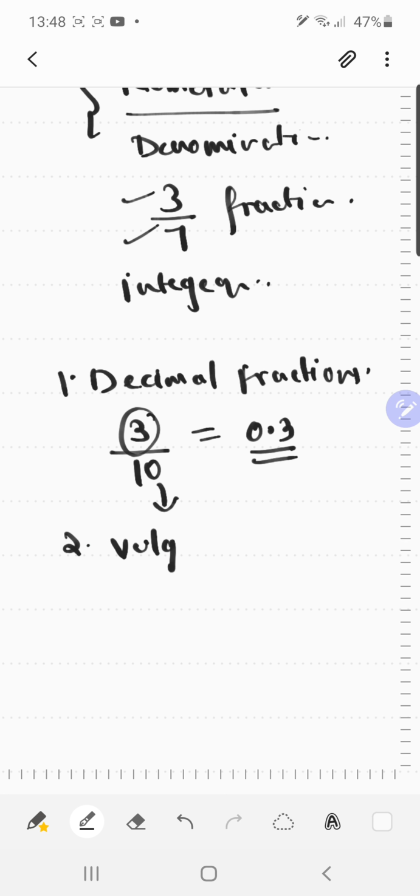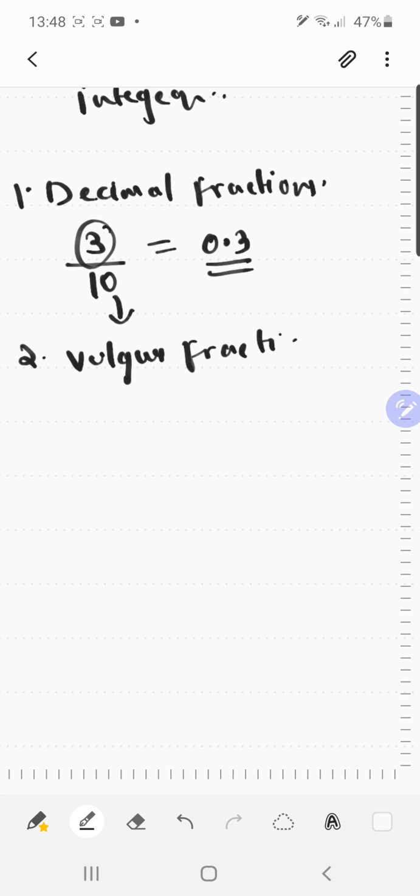Then you have vulgar fraction. What do you mean by vulgar fraction? A fraction whose denominator is other than 10. So that will be called a vulgar fraction. Like we have 3 upon 9. So we have a different denominator, we don't have 10. So that is called a vulgar fraction.